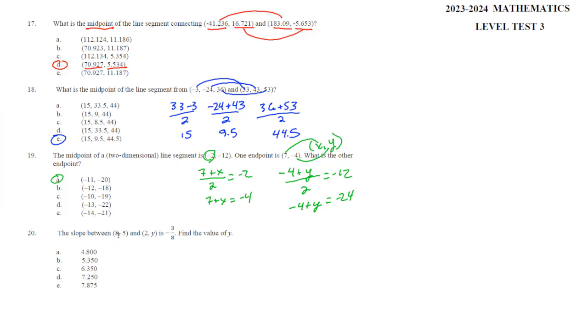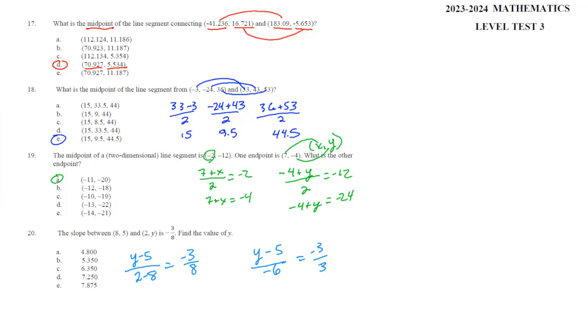Number 20, the slope between, oh, look at this, a similar question, but this time with slope. The slope between (8, 5) and (2, y) is negative 3/8. So if we take y minus 5, the slope formula is y minus y over x minus x, over 2 minus 8, this has to equal negative 3/8. So y minus 5 over 2 minus 8, which is negative 6, equals negative 3/8. Oops, not negative 38, negative 3/8.